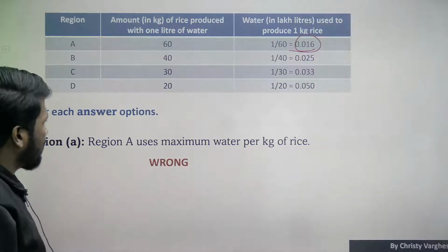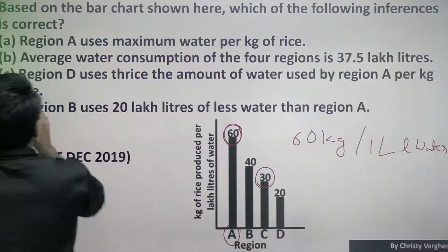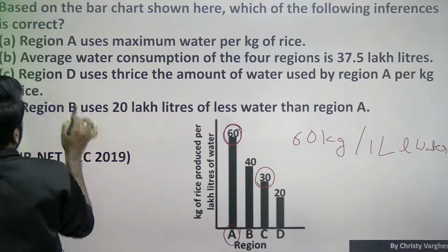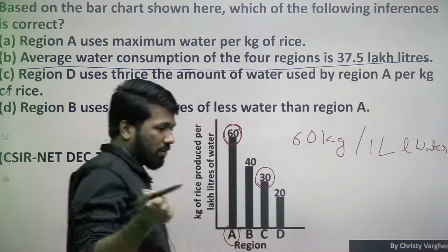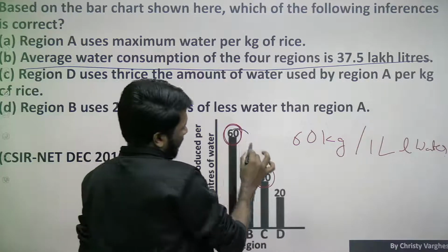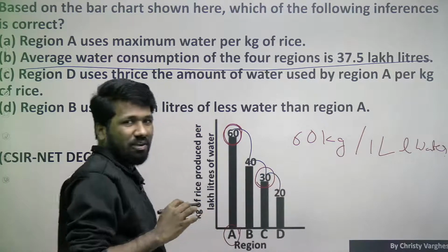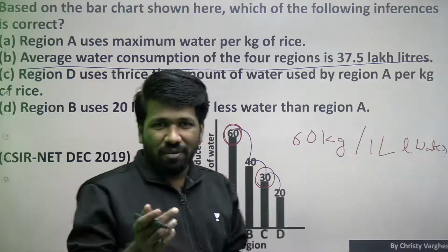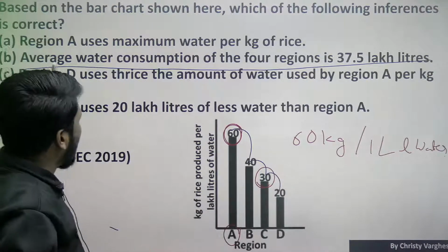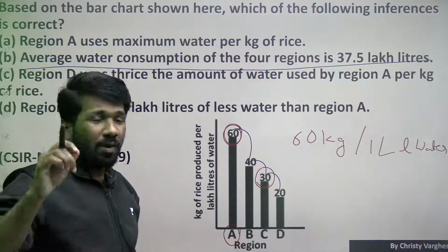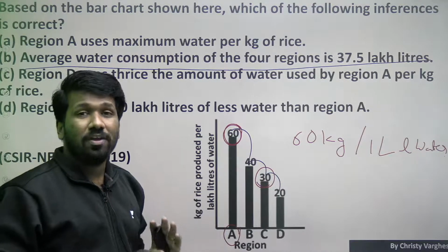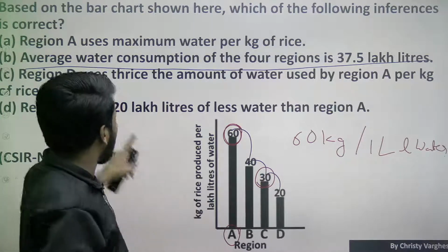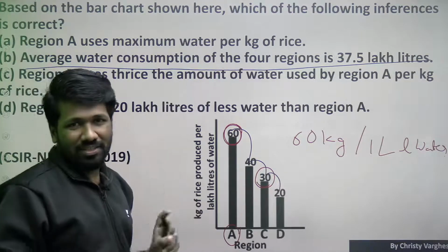So now option B, many of you got option B as the answer. Let's see whether that can be the answer. Option B is saying average water consumption of the 4 regions is 37.5. Many of you thought that as the answer by adding these 4 and dividing by 4. That will be the case if the question was average rice production per 1 lakh liter, that is 37.5 kilogram. But question is asking water consumption average.